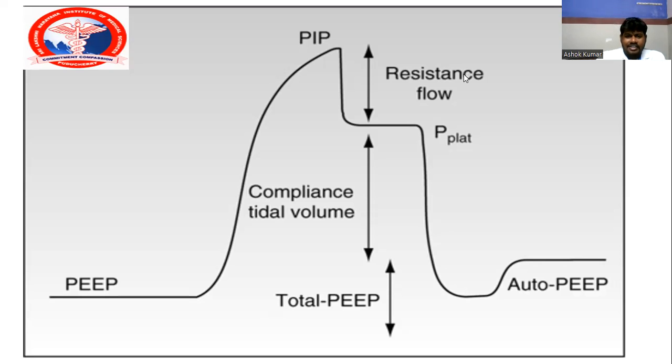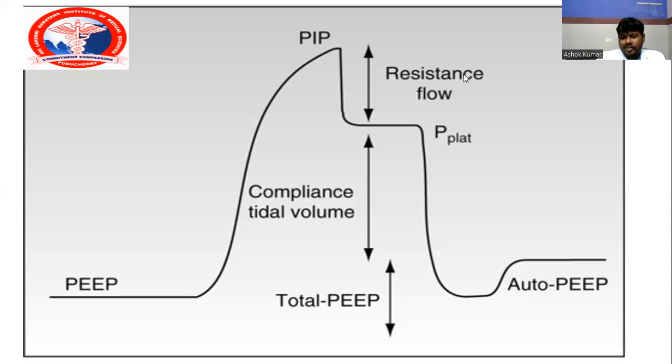Plateau pressure is the airway occlusion pressure at the end of inspiration. It is only present in volume control ventilation, not in pressure control ventilation, because in pressure control ventilation the peak inspiratory pressure is equal to the plateau pressure. During expiration, the upper part of the curve shows resistance to flow and the lower part of the graph shows compliance.